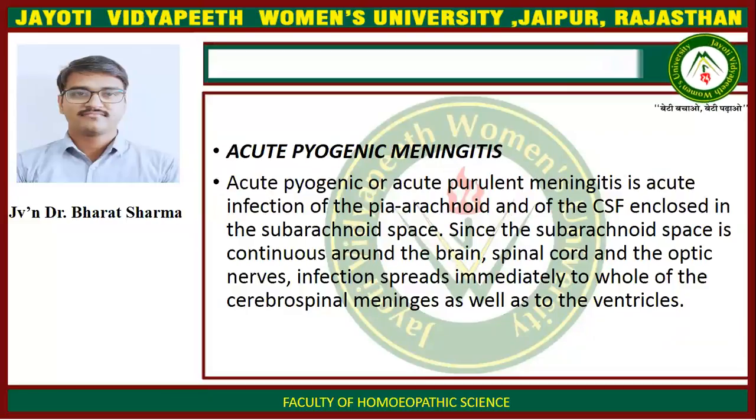Acute pyogenic or acute purulent meningitis is acute infection of the pia arachnoid and of the CSF enclosed in the subarachnoid space. Since the subarachnoid space is continuous around the brain, spinal cord and the optic nerve, infection spreads immediately to the whole of the cerebrospinal meninges as well as to the ventricles.